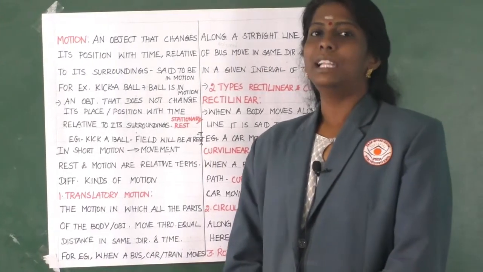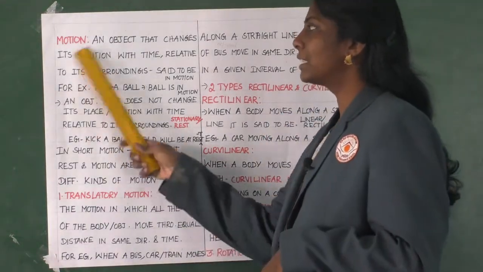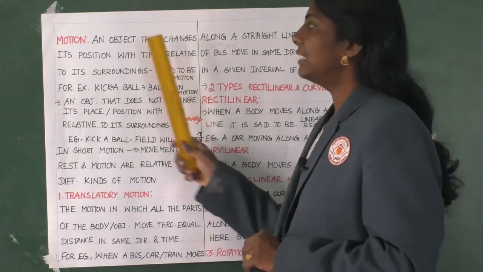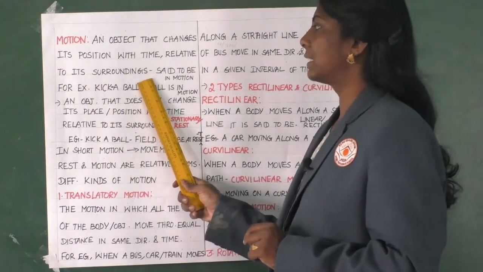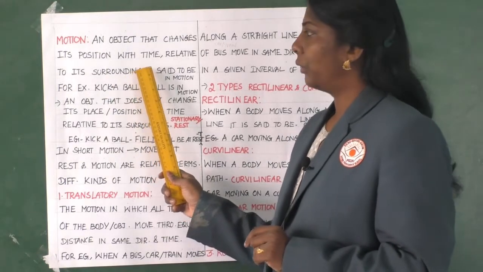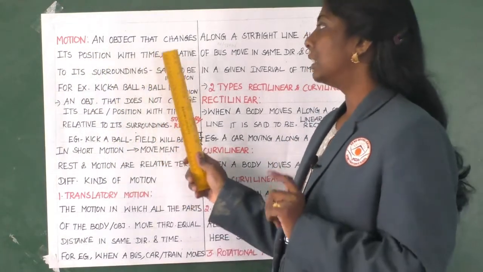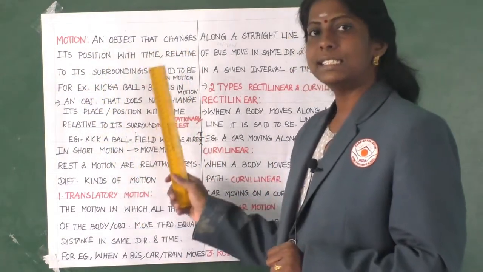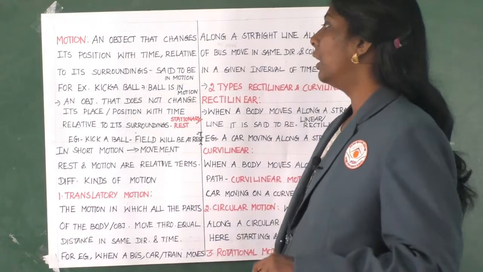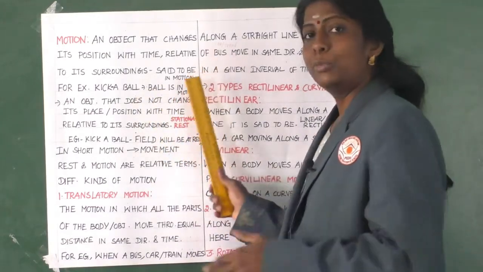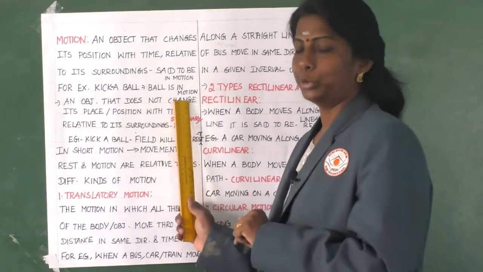Yes children, now let us learn about motion. That is the second part of the chapter. What do you mean by motion? An object that changes its position with time relative to its surroundings is said to be in motion. I repeat, an object that changes its position with time relative to its surroundings is said to be in motion. For example, when you are kicking a ball, the ball is in motion, that is, it is moving. Is it not? Yes.